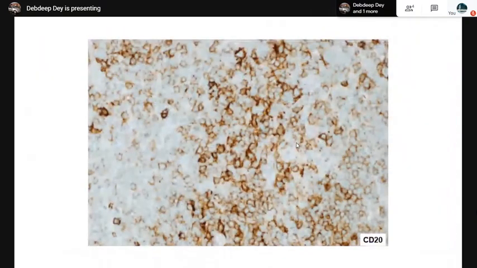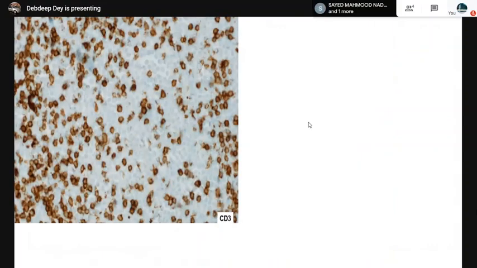So this is the CD20, which shows the heterogeneous staining of CD20. The CD20 is very dark staining here along with light staining in the two areas, which is the characteristic sign of this entity. Then you look at the CD3, which is staining the T lymphocytes.